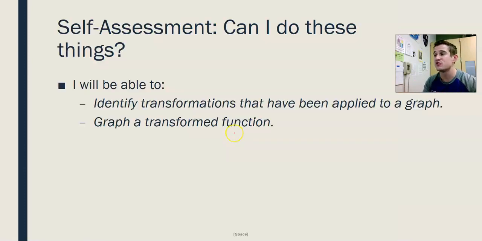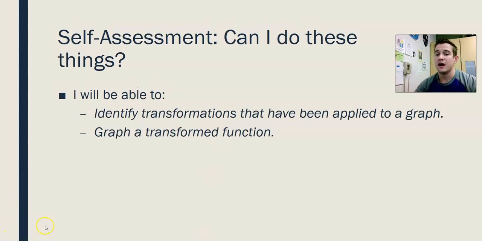I hope those connections are valid. I want you to self-assess. Hopefully you know how to do these things. Hopefully you're able to identify all these different kinds of transformations that have been applied to a graph. If I give you a graph, hopefully you can see those things. If I give you a function, hopefully you would be able to graph an approximate graph of that function using the transformations given. So I hope that was helpful, and I hope you enjoyed that as much as I did.